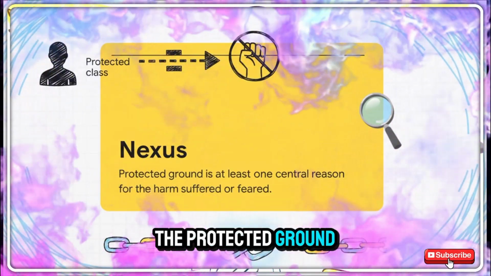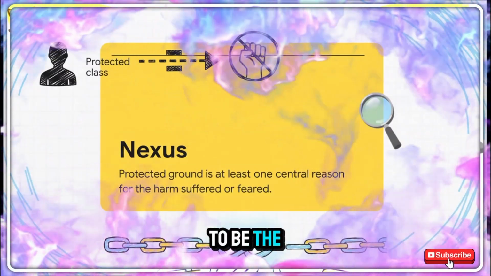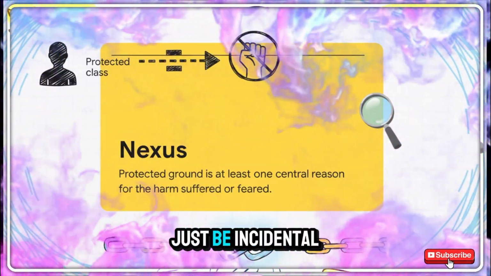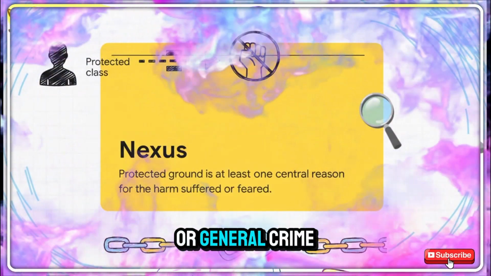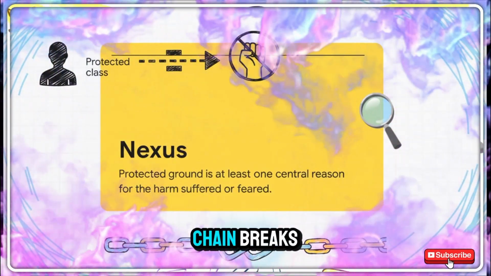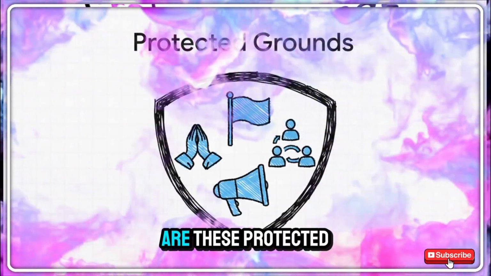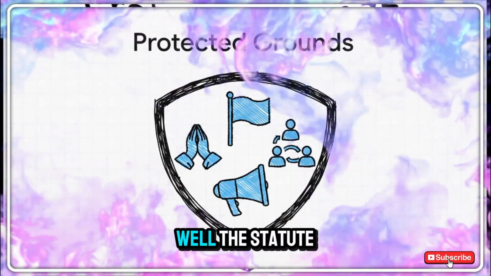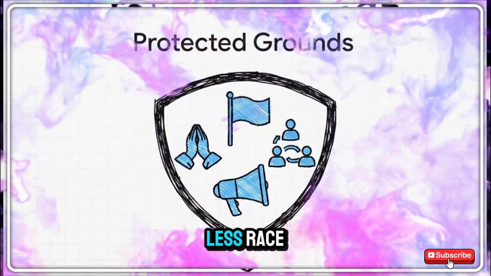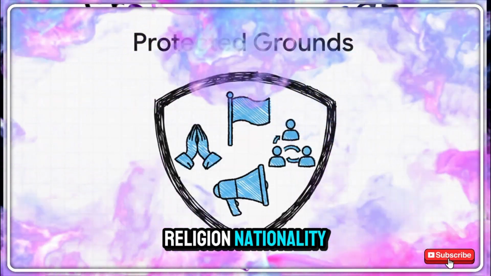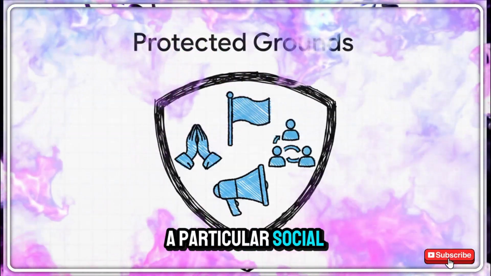The protected ground must be at least one central reason for the persecution. It doesn't have to be the only reason, sure, but it can't just be incidental or secondary to something else, like personal vengeance or general crime. If that causal chain breaks, the claim fails entirely. So what actually are these protected grounds? Well, the statute lays out exactly 5, no more, no less. Race, religion, nationality, political opinion, and membership in a particular social group.